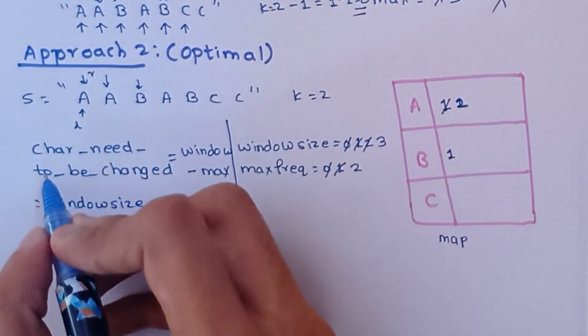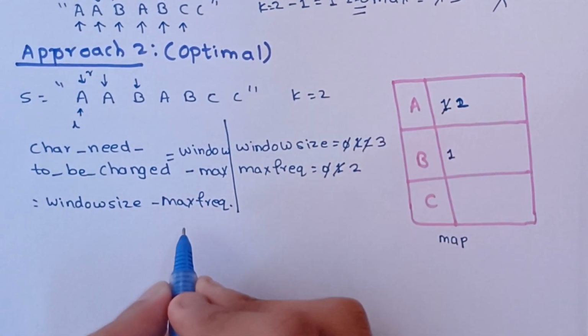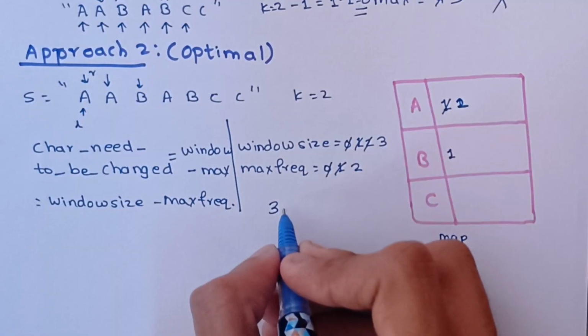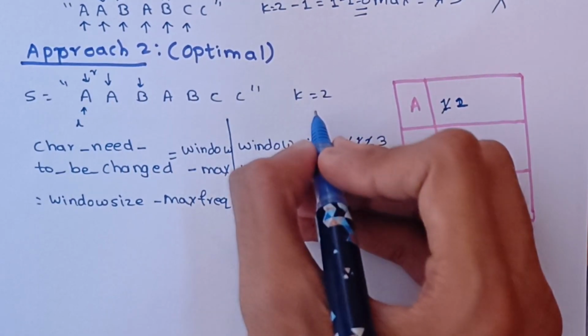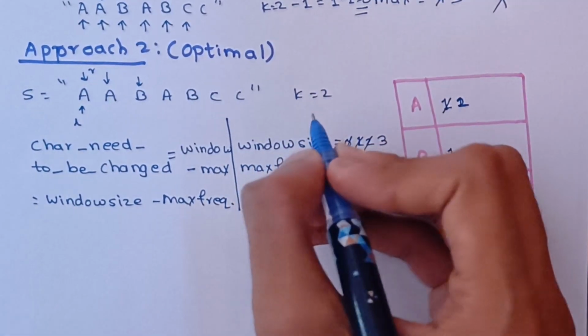Now here we will create one variable which is characters need to be changed, equal to window size minus maximum frequency. Our window size is now 3 and the maximum frequency is 2, so it will become 1, and 1 is not greater than k. It means we have not used k even one time, so b will be replaced.